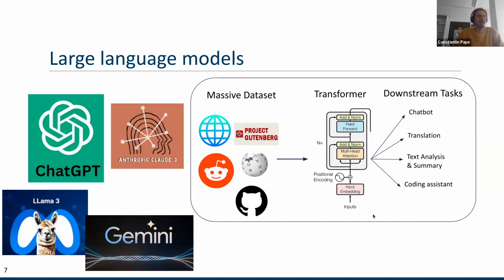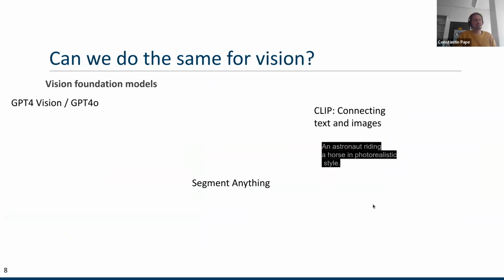But in the end, we have this large language model or text foundation model that is helpful in a lot of downstream tasks, from being a chatbot to doing machine translation, text analysis, or also assisting in coding. So this is really where this idea about foundation models comes from.